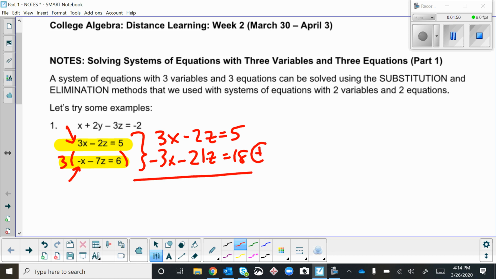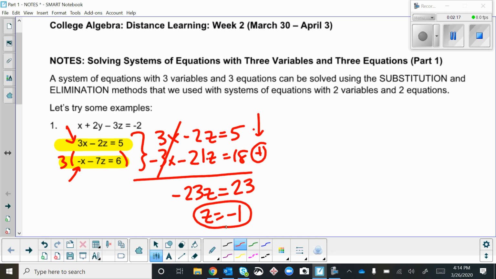And now I'm just going to add those 2 equations vertically. So the x's cancel. When I add the z's, I get negative 23z. And when I add the right-hand side, I get positive 23. And then dividing both sides by the negative 23 gives me z equals negative 1. Okay, so we're just going to hold this here.